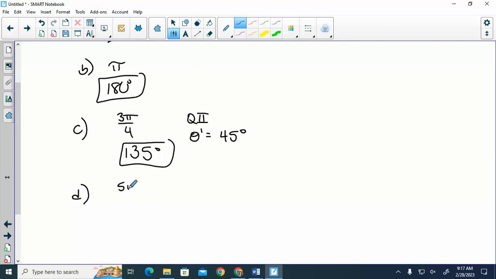5 pi over 3. Okay, so we know in the first quadrant, it's always just pi over. Second quadrant, the top is 1 less. Third quadrant, the top's 1 more. Fourth is double minus 1. So that's quadrant 4. Reference angle. Anytime I see pi over 3, that's 60 degrees. So 60 degrees in quadrant 4, so 360 minus 60, 300.